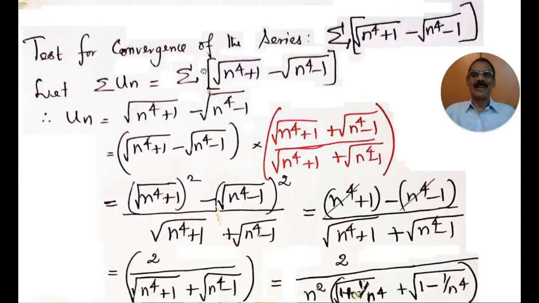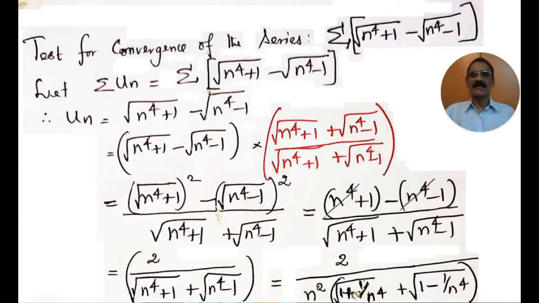Test for convergence of the series square root of n to the power 4 plus 1 minus square root of n to the power 4 minus 1. Let us take the given series as the series Σ Un. Therefore, Un is equal to square root of n to the power 4 plus 1 minus square root of n to the power 4 minus 1.